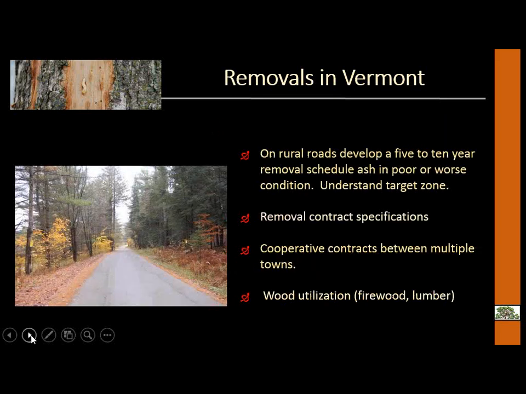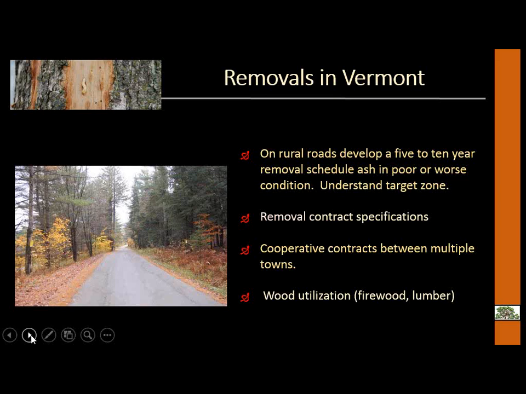And then on rural roads, develop a 5 to 10 year removal schedule for ash in poor or worse condition. Understand target zones. The ash trees that are closer to the road have a higher likelihood of dropping a branch and hitting a target than a tree that may be 20 feet back, where the crown doesn't reach out over the road. The trees closer to the road have a higher likelihood of a dead branch failing in the road than one further away. That makes common sense, but it also allows you to prioritize what trees may come out first.